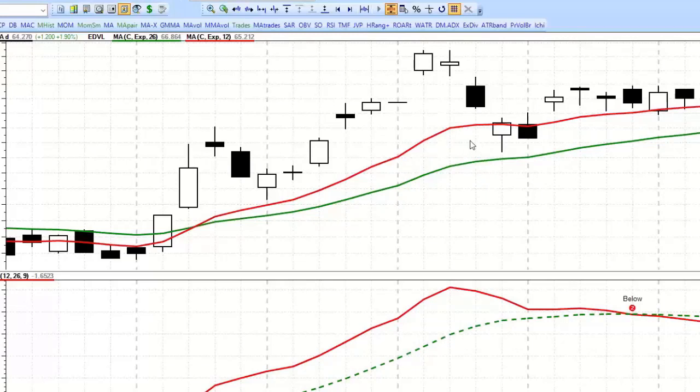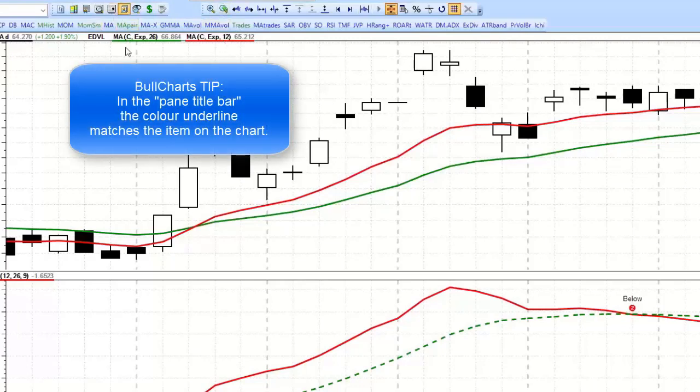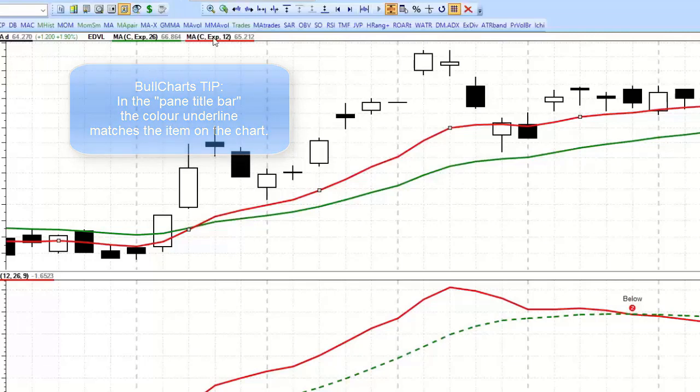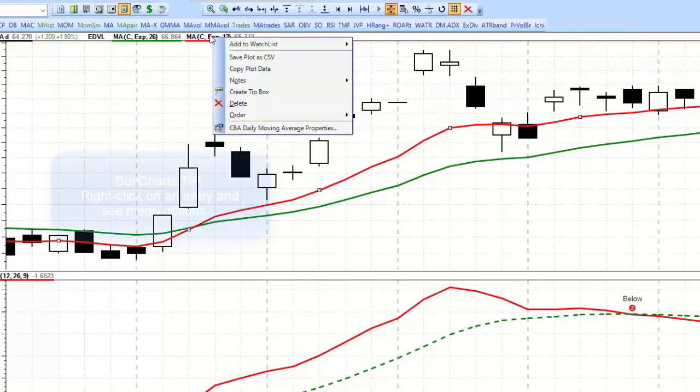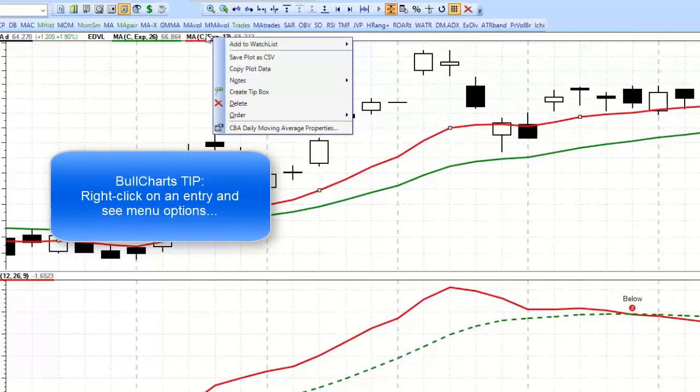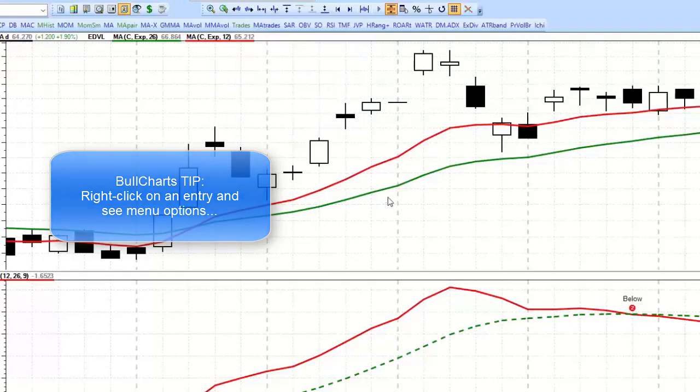Don't forget, in these versions of Bull Charts for the last couple of years, up here in the title bar of this pane, there are color codings that match the indicator. So this red moving average is this moving average here. If I right click on that bit of text, that description, I can delete that from this chart. I can go into the properties, I can do all sorts of things, and it helps to identify them.